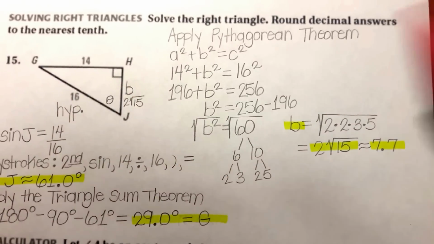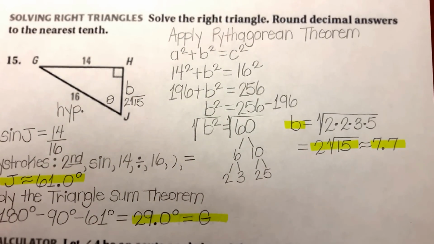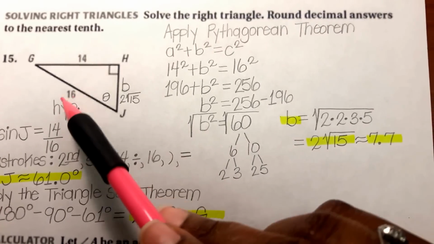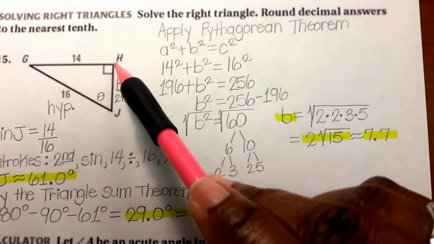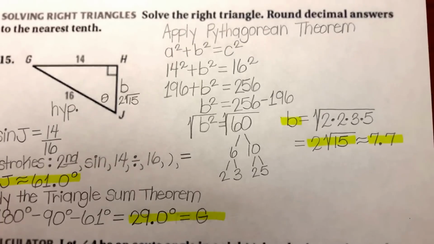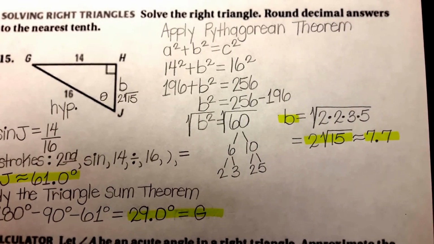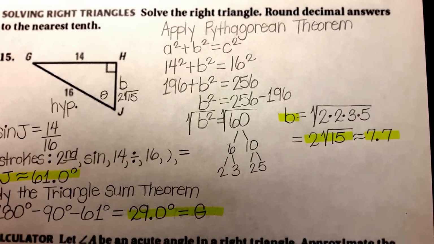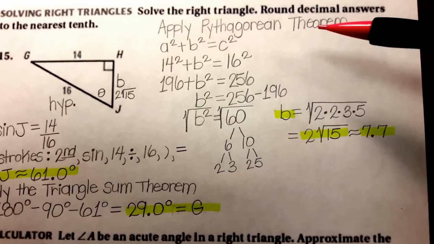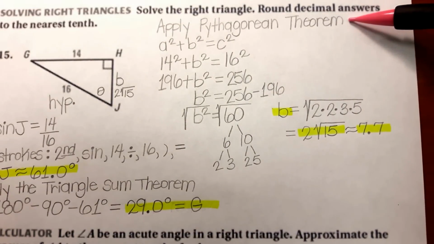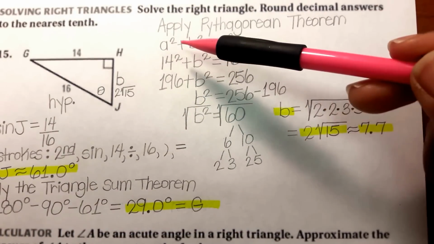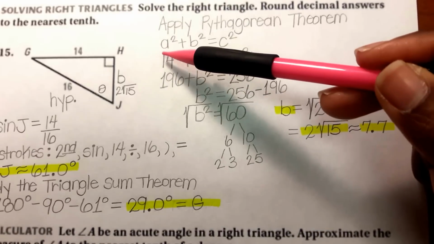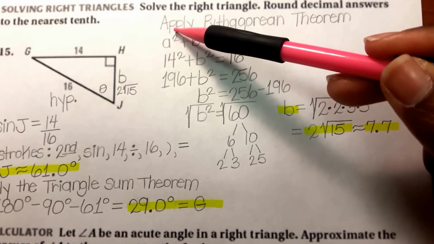For number 15, again, we're looking for 3 sides and 3 angles. If you look at the given information, I have 2 sides and only 1 angle is given to me. I don't have anything else. So I have to find my 2 missing angles and my 1 missing side. Since I know this is a right triangle, I can easily apply my Pythagorean theorem, which we know is a squared plus b squared equals c squared, c being the hypotenuse, the a and b being my legs of the triangle.